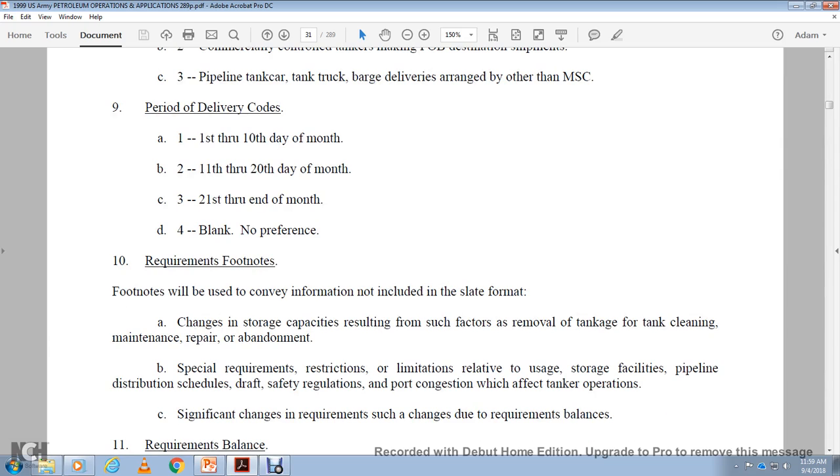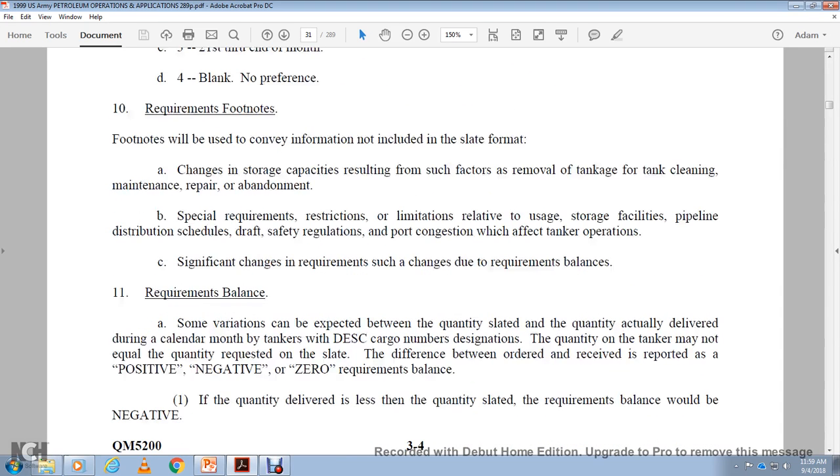Remove the tankers for tank cleaning, maintenance, repair, and abandonment. Special requirements, restrictions, limitations relative to the usage, storage facility, pipeline distribution schedule, draft safety regulation, port congestion with effect with the tanker operation, significant change with the requirements change with the due with the requirement balance. Some variation can be expected between the quantity slated with the quantity actually delivered during the calendar month by tanker with the DESC cargo number to destination.